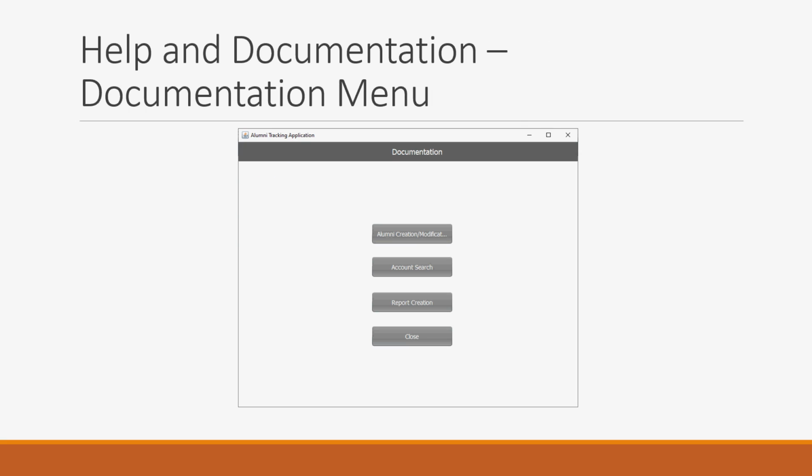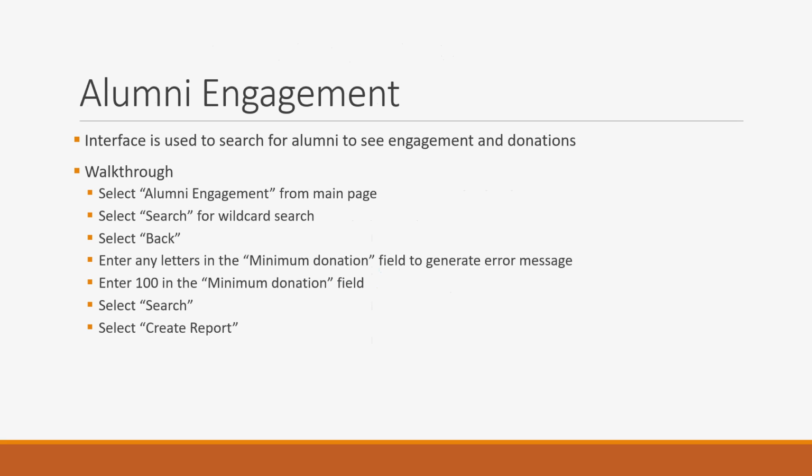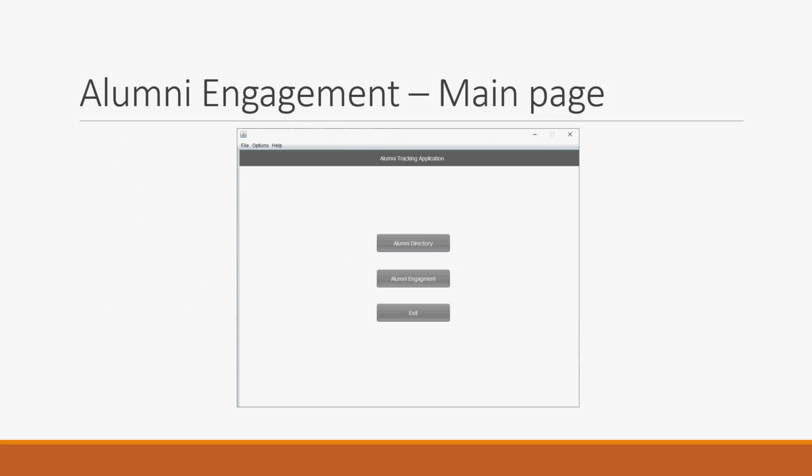The documentation menu is separate from the initial interface, so it is a separate window entirely. Alumni engagement basically is search, but it is specific search for alumni engagement and donations. The walkthrough essentially searches for wildcard at first, and then searching for minimum donations. Errors are tested throughout as well.